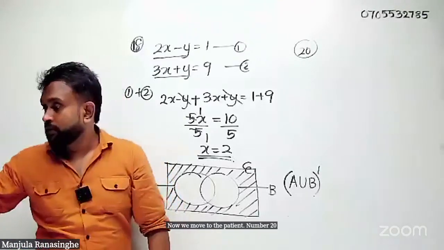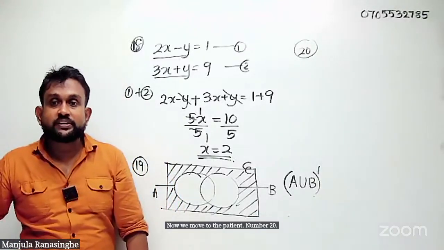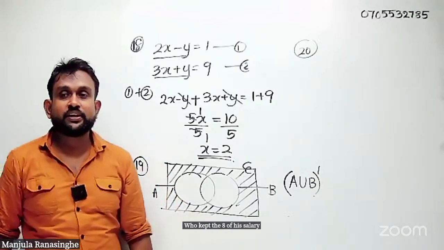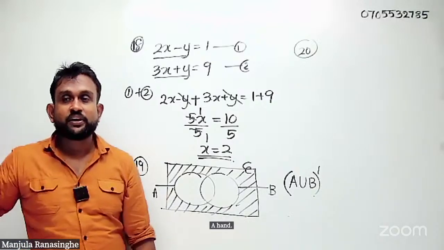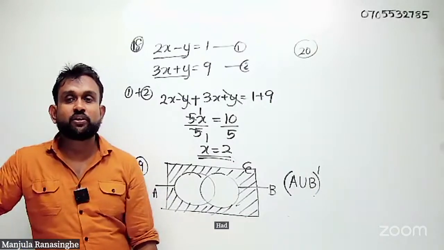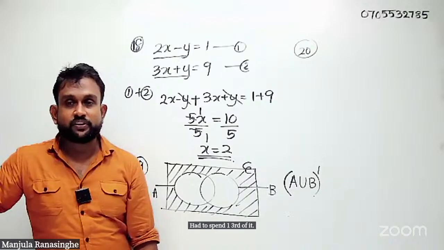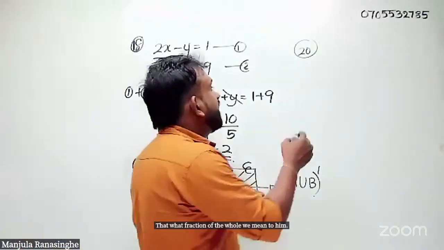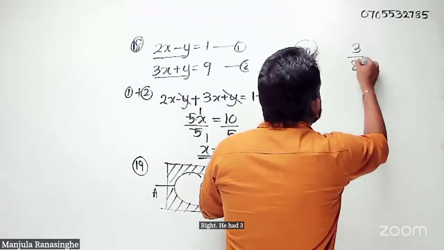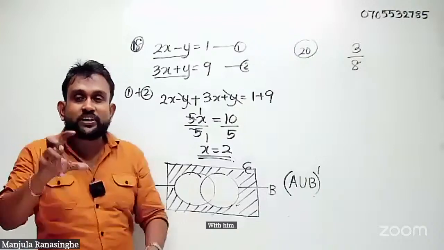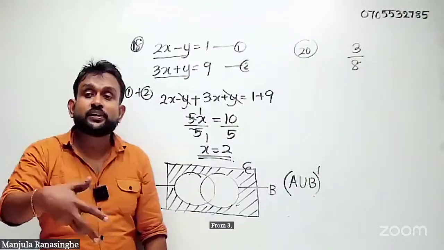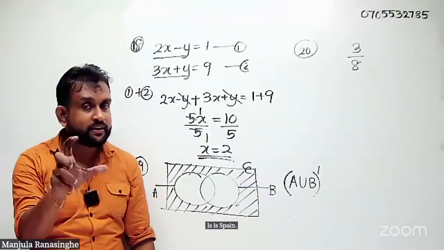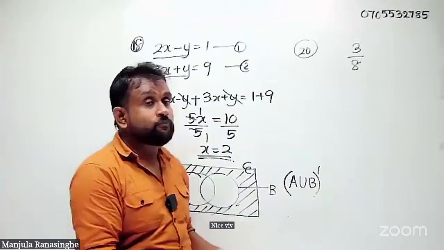See there. Nimal, who kept 3/8 of his salary as the balance, had to spend 1/3 of it after that. What fraction of the whole salary remained to him? Right, he had 3/8 with him. Okay, from 3/8, 1/3 is spent. Very short, very nice way I will take you.